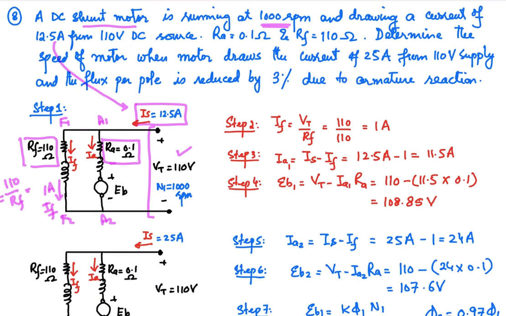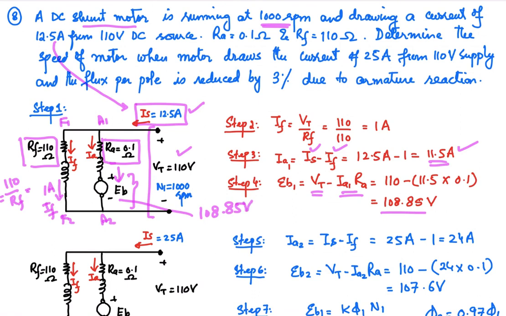Okay, now the total current that is known to us from this supply is 12.5 amperes. So our armature current will be simply the difference of the supply current and the field current, and that is 11.5 ampere. And then you can work out the back EMF as we did in the last example. So using the motor voltage equation, VT minus IA1 RA, that is 108.85 volts. So the back EMF in this case is 108.85 volt.